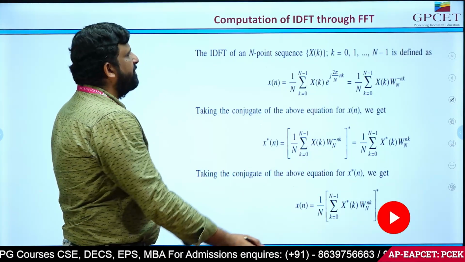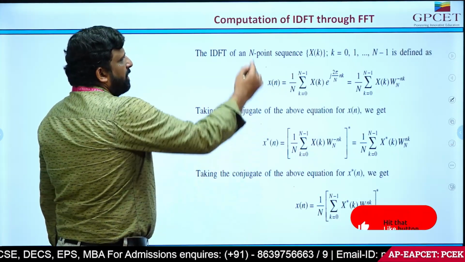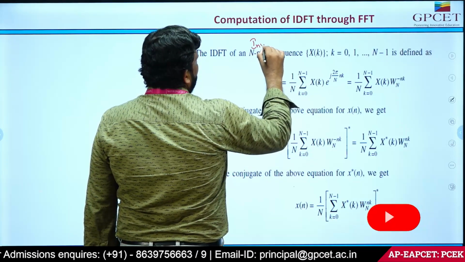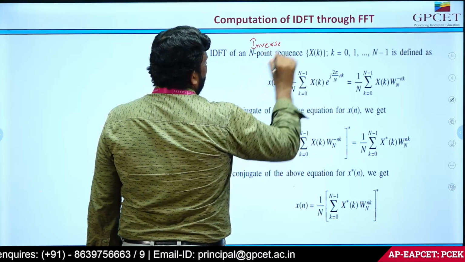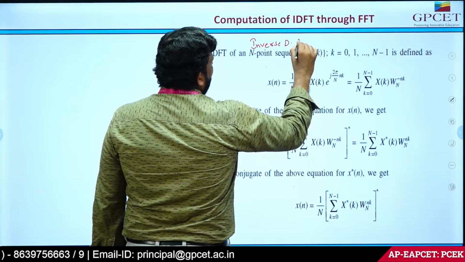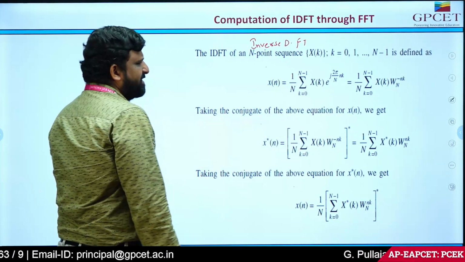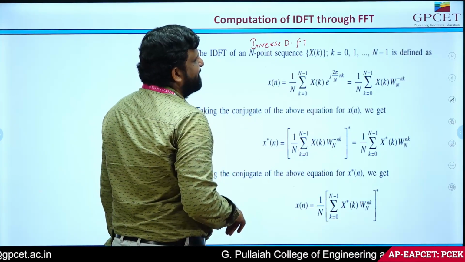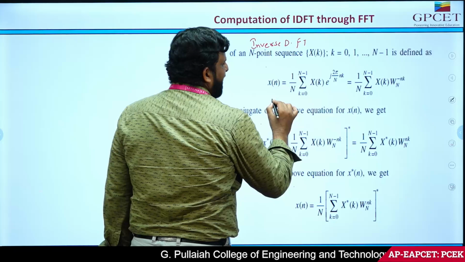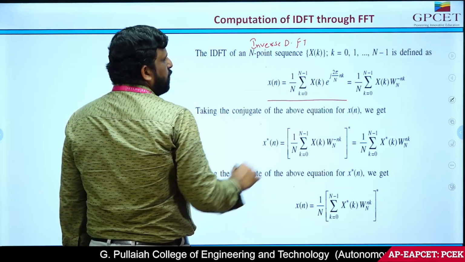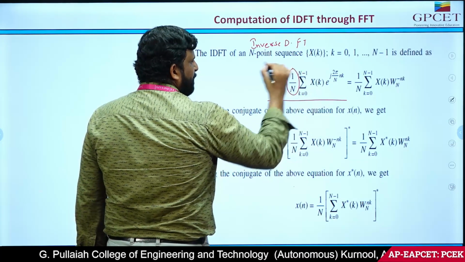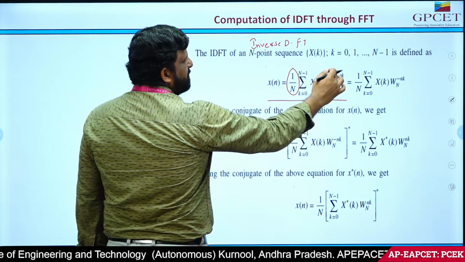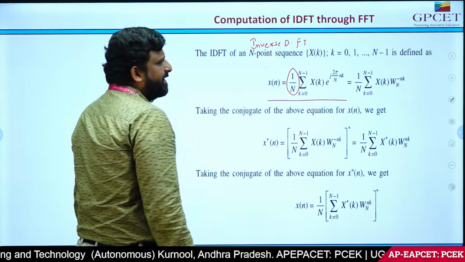Now, the next important topic: computation of IDFT through the FFT algorithm. Inverse discrete Fourier transform through the FFT algorithm. Just a small derivation, which is very simple. The IDFT of an n-point sequence X of k is given as, see here, X of n is equal to the scaling factor 1 by n into summation k is equal to 0 to n minus 1 X of k e power j 2 pi by n into nk.